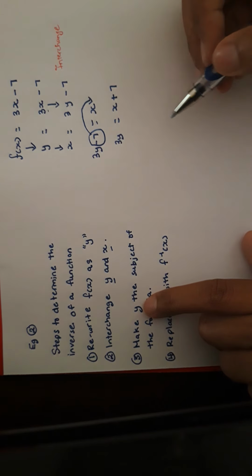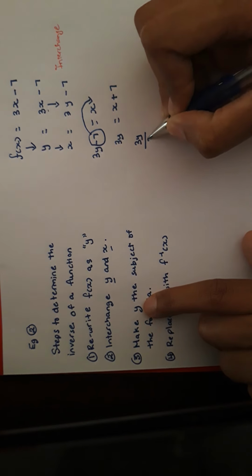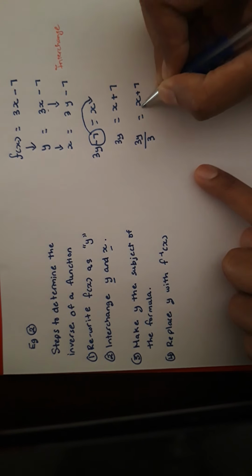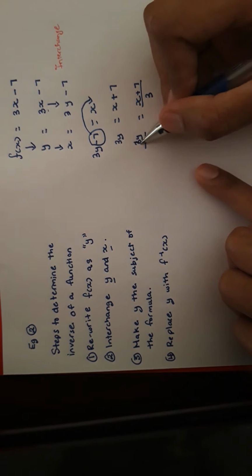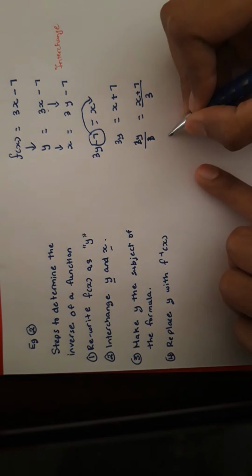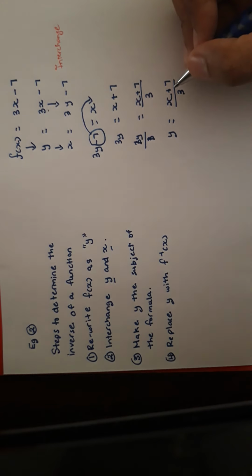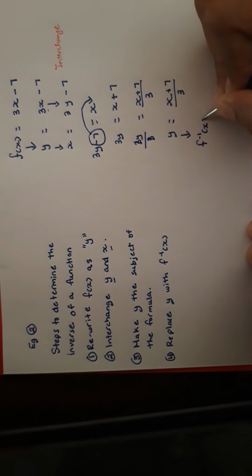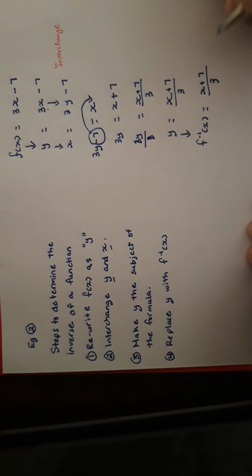But of course, we want to get 1y. And to get 1y from 3y, we have to divide by 3. And what you do on one side of the equal sign, you do on the other. So all over 3. The left-hand side, the 3's cancel, and we get y by itself, which is what we wanted. y is equal to x plus 7 all over 3. And our final step, replace y with f inverse of x. So f inverse of x is equal to x plus 7 all over 3.